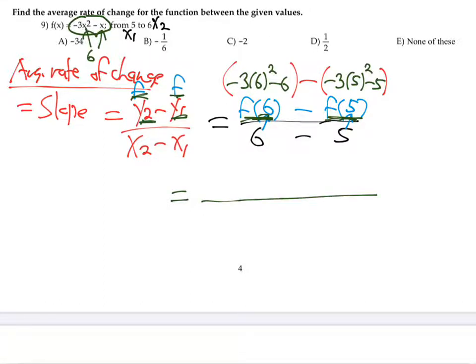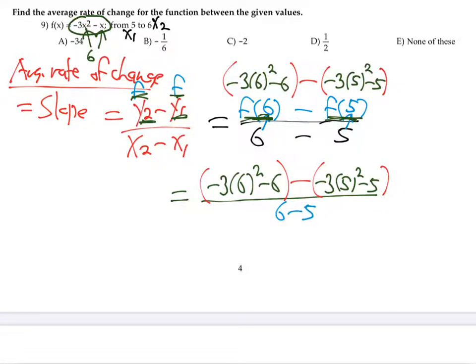Well, if you work that out, you're going to get minus 3 times 6 squared minus 6 with parentheses minus, and then the other one, minus 3 times 5 squared minus 5 all over 6 minus 5. What does that equal? If you work that out in your calculator, I'm going to work it out on my calculator right here.